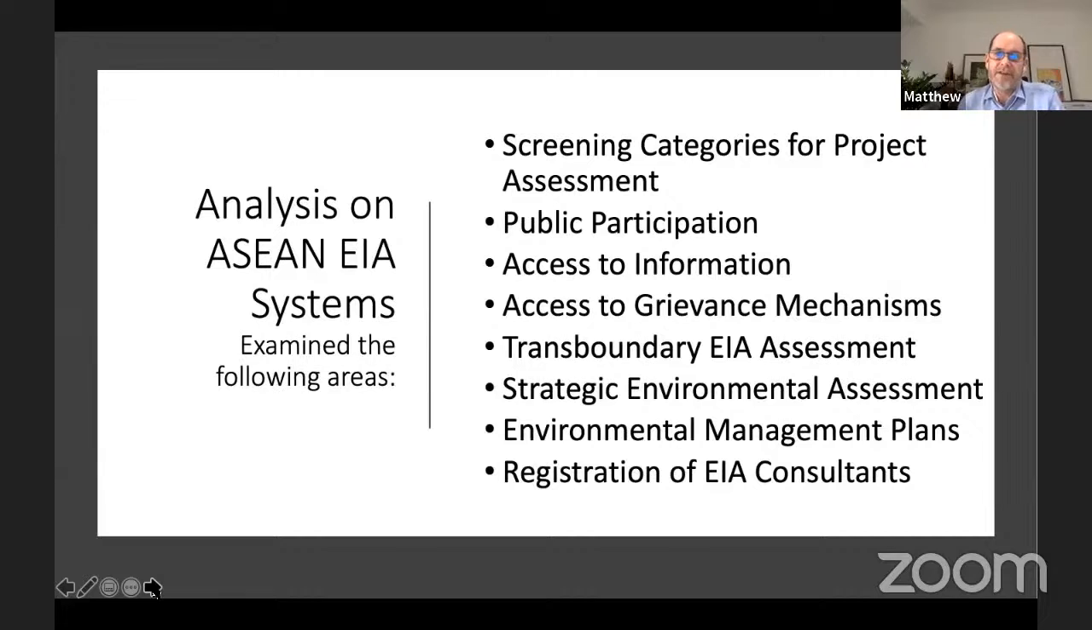The idea of screening categories for project assessments, which projects should require an environmental impact assessment, and it would be fair to say that this is an area where, while all countries do have screening for project assessment, they vary widely. And for investors, it might be an advantage to know which projects are likely to have environmental impact assessment. The three pillars of the Aarhus Convention and the Escazú Agreement, public participation, access to information, access to grievance mechanisms, the Principle 10 of the Rio Declaration, these three items have also varied in terms of application. I mentioned the public participation guidelines that had been developed for the Greater Mekong Area, again, bringing together five different countries who agreed on a process of public participation.